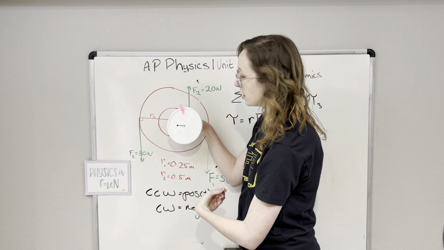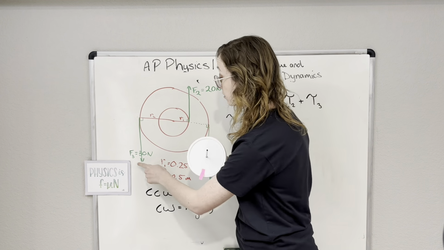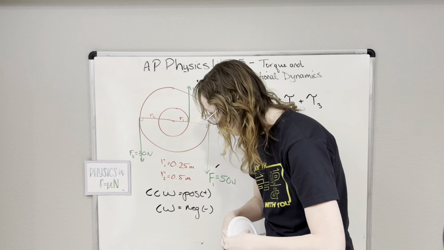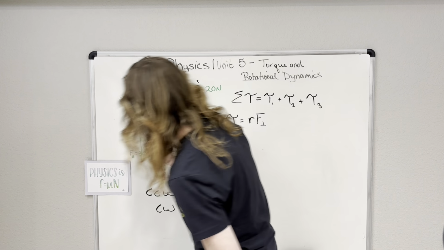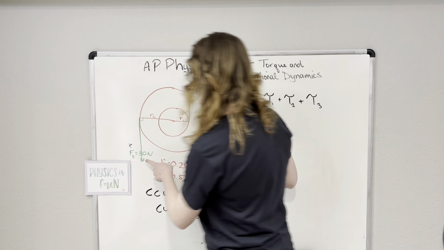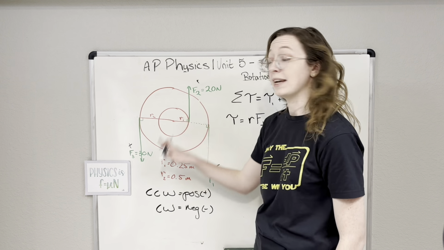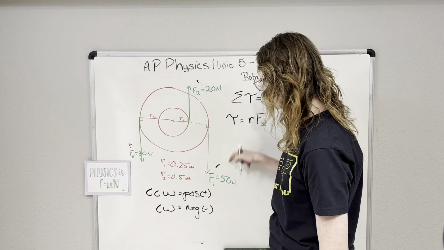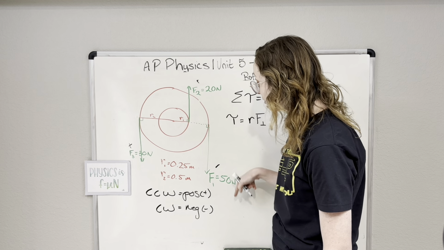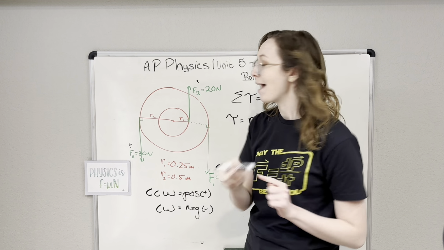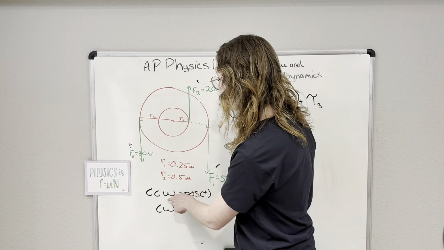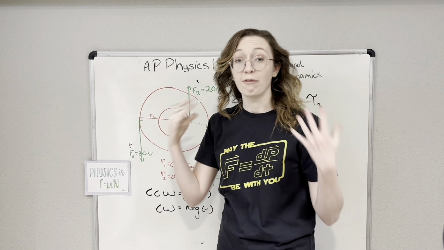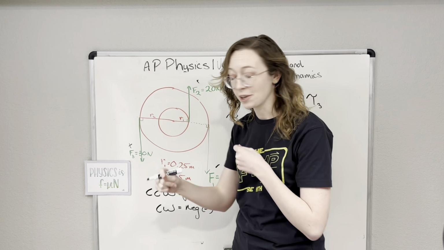So that is also going to be causing a counterclockwise rotation. So this one is positive. Now, if we didn't know how to calculate torque, we might be tempted to say, hey, look, I have 30 plus 20 newtons pulling in a positive or counterclockwise direction. So 50 newtons total pulling counterclockwise.